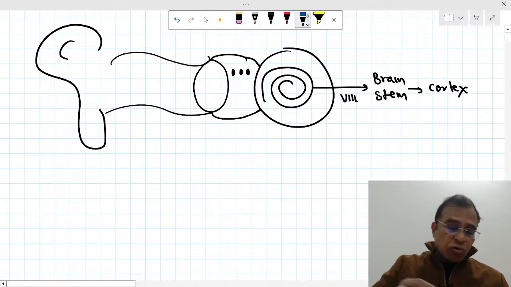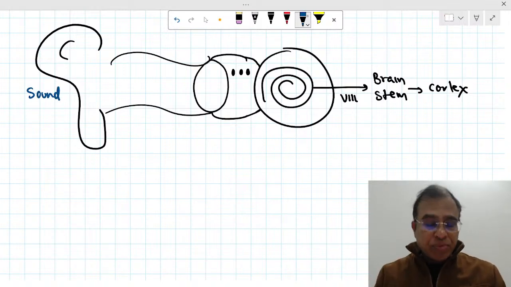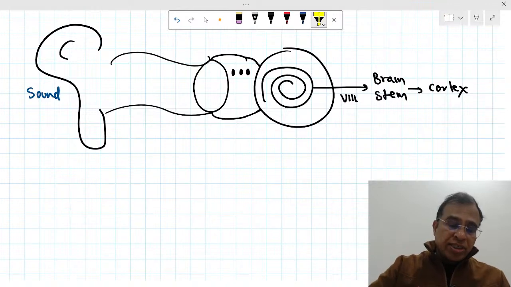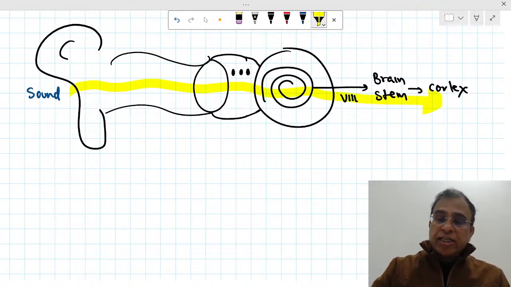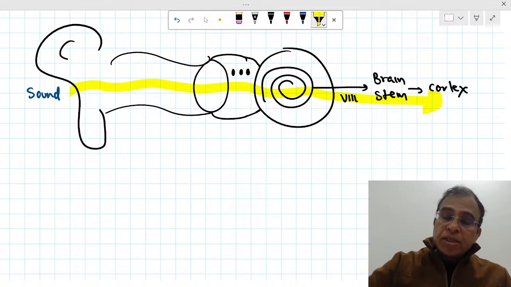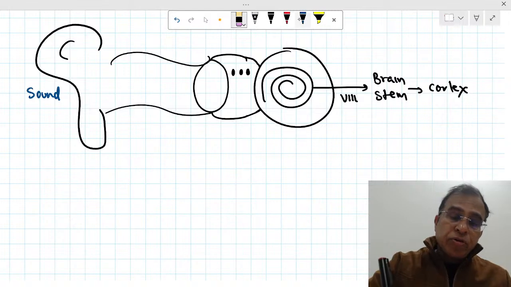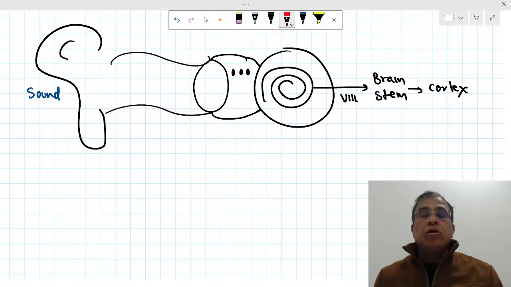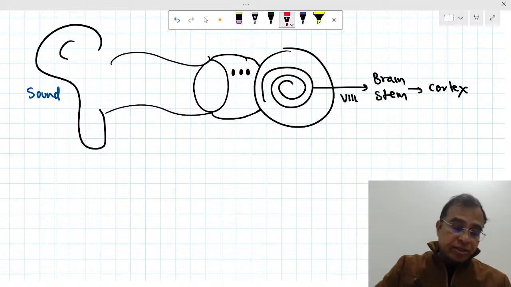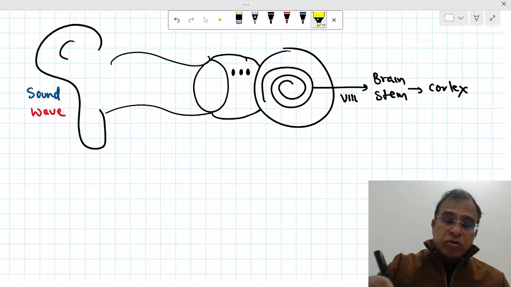Now, a sound which comes from outside, let's say this is a sound, while I'm speaking, there is a sound. Now, this sound has to pass through this entire pathway to reach the cortex where it is perceived as sound, right? So, the question is, what happens to this sound as it is negotiating itself through this pathway? First of all, you have to know what kind of energy is a sound energy. Sound energy is nothing but a wave. It's a type of wave, and this wave has to negotiate through this pathway to enter the cortex where it is perceived as sound.